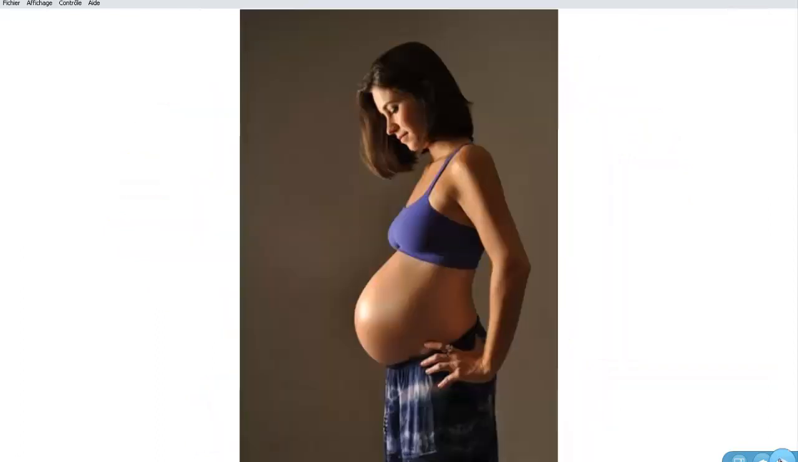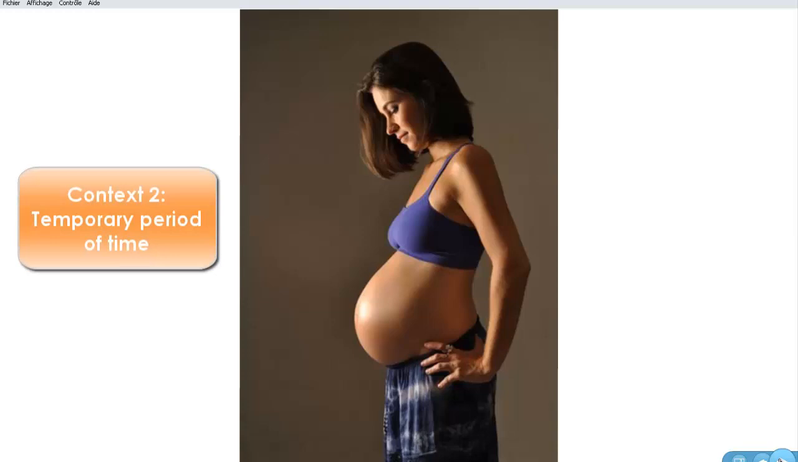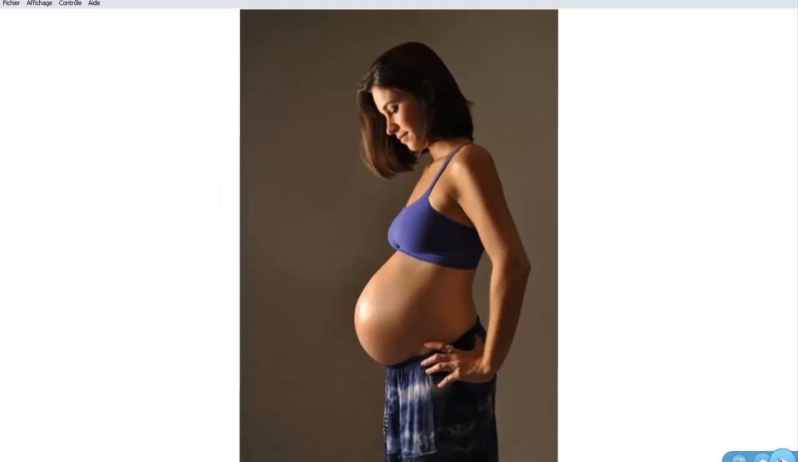A second characteristic of the present progressive is that not only can it be used to talk about something that is happening right now, but also for temporary periods of time. Like here, the woman is expecting a baby. I mean, it's not something permanent. It's not going to last forever. It's going to last for a temporary period of time.